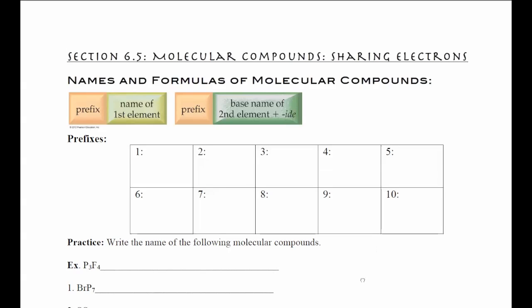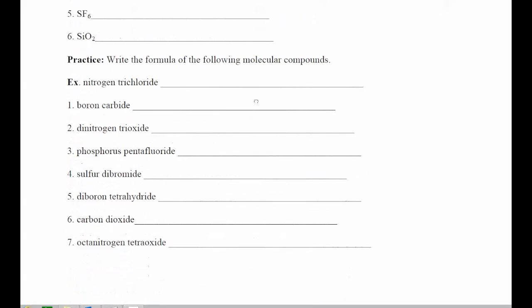Okay, and then I'm going to have you do the next set of practice problems, number 1 and number 2. I'll do the example problem for you, though. For nitrogen, I don't have a prefix, so I assume I have one nitrogen. And then tri tells me I have 3 chlorines, so it's NCl3. Notice I'm not crossing charges. I literally just read through the name, and it tells me how much of each thing I need. I am not crossing charges here.